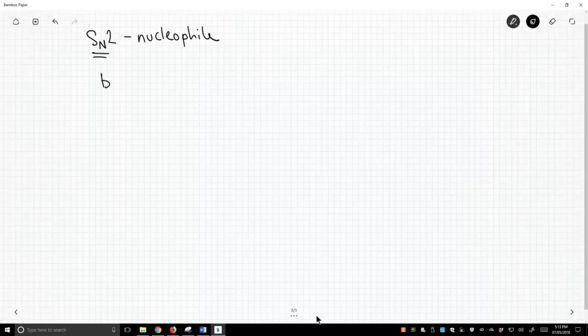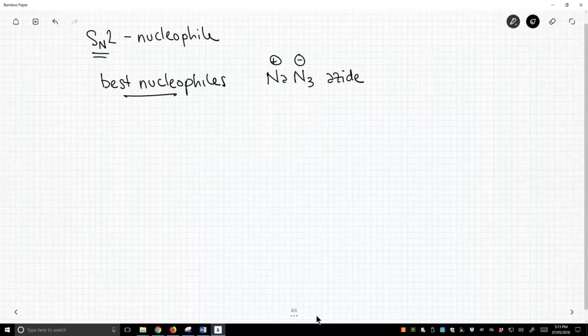So, what are the best nucleophiles for an SN2? There are three of them. One is azide. Now, azide is N3 minus. But of course, N3 minus doesn't float around by itself. It needs a salt. And almost always a salt is sodium. So sodium azide.